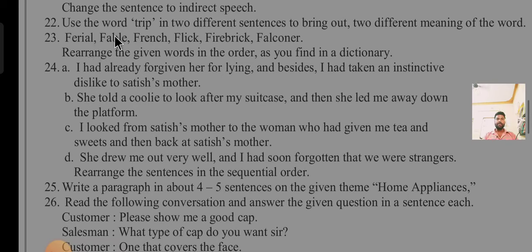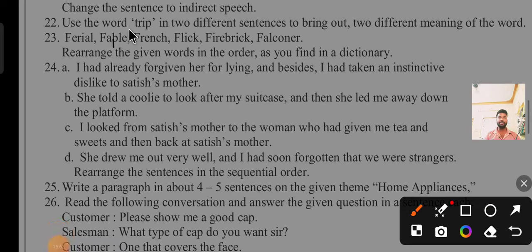Next, pebble, periel, French, flick, firebreak, falconer. You can rearrange these according to the dictionary order. Just I will mark here, my dear students. The first one is pebble. Then second one is falconer. Falconer, last one. Then third one is periel. Periel is the third one. Then next, firebreak. It is the fourth one. Then next, flick is the fifth one. Then French is the sixth one. Okay. Like this you can write, then you get the 2 marks.